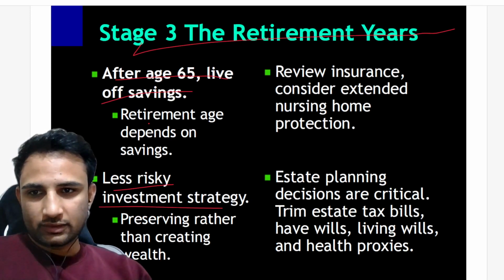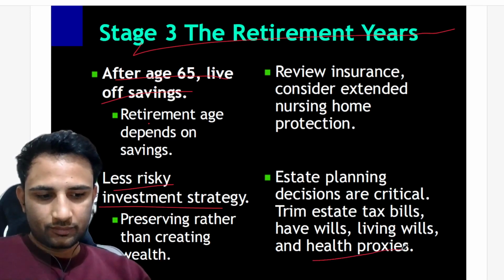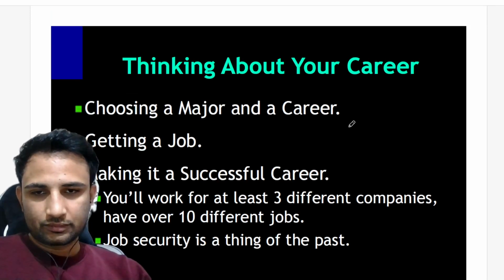Review insurance. Consider extended nursing home protection. Estate planning decisions are critical. Estate, tax bills, have wills, living wills, and health proxies.